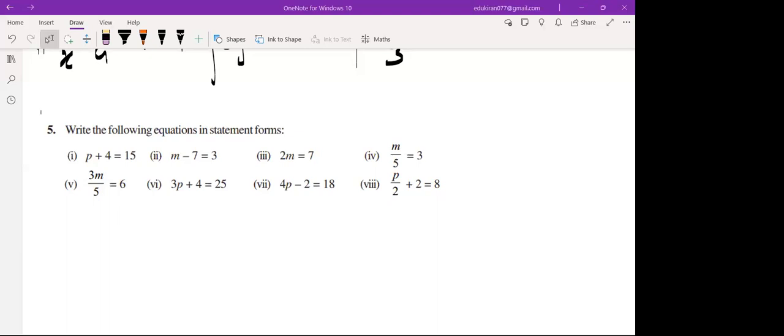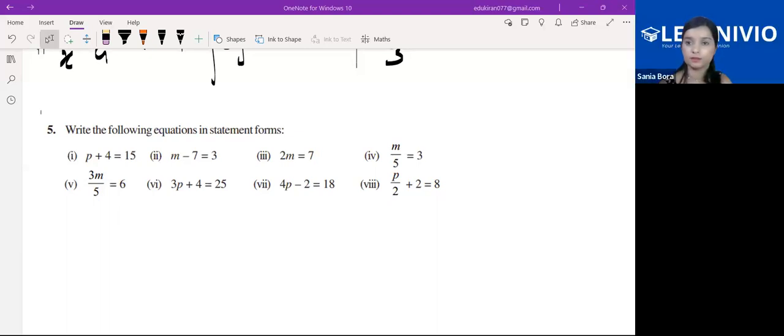Let me just ask you people randomly. That will be good enough. First one. Ananya. P added to 4 gives you 15.